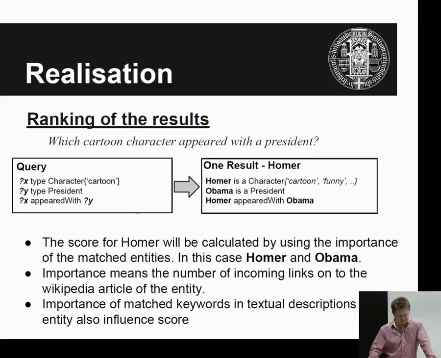So, how do we calculate the score for Huma? The score for Huma will be calculated using the importance of the matched entities, in this case Huma and Obama. We found Huma because he appears with Obama, and Obama is the president, and it matters how important these words are for ranking. What does importance mean? Importance means how many links point to these entities in Wikipedia.